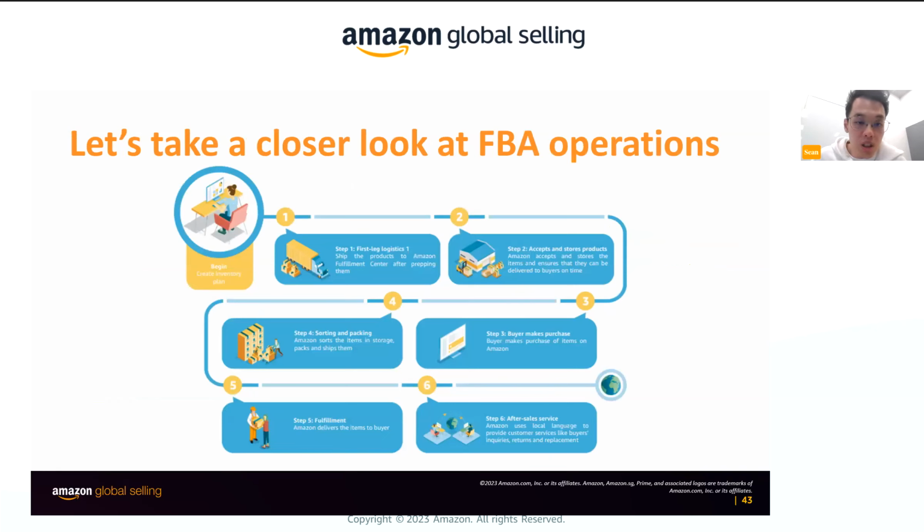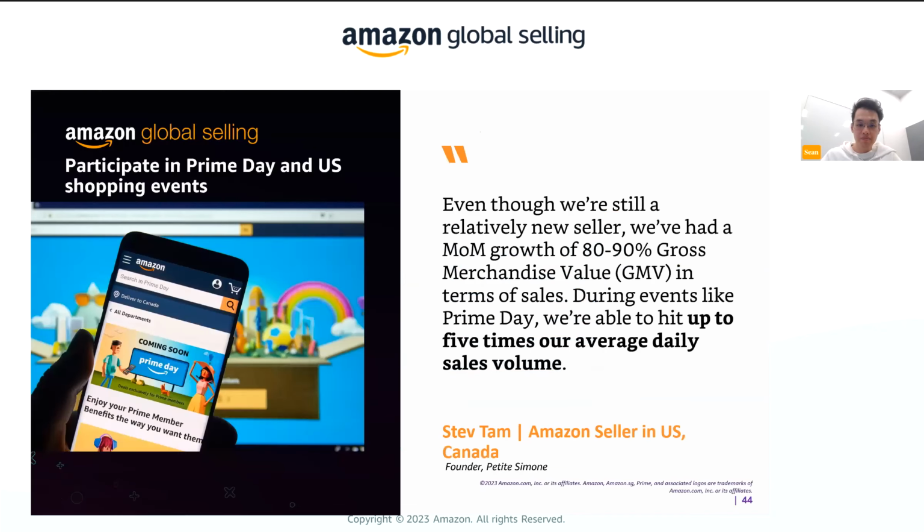Let's take a closer look at FBA operation. From the first leg, ship the products to the Amazon Fulfillment Center after prepping them. Amazon accepts and stores the items and ensures that they can be delivered to the buyer on time. When the buyer makes a purchase, the Amazon warehouse does the sorting and packing, and Amazon delivers the item to the buyer. Amazon uses the local language, including for Mexico or any other marketplaces you are selling in, and offers buyers support in the local language if they have any questions or feedback on your products.